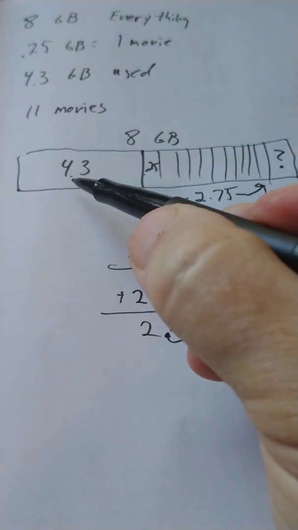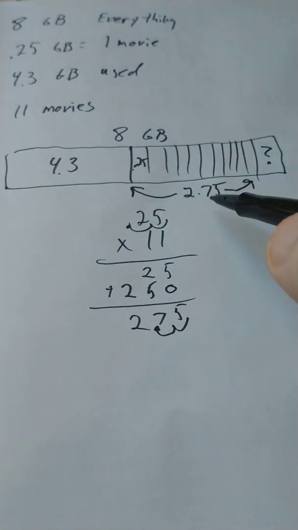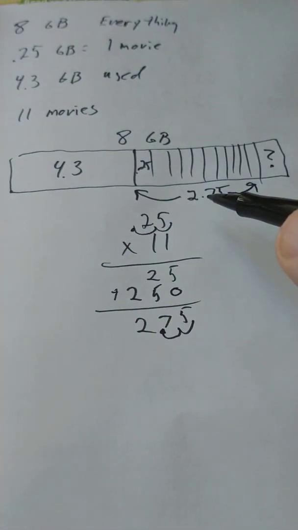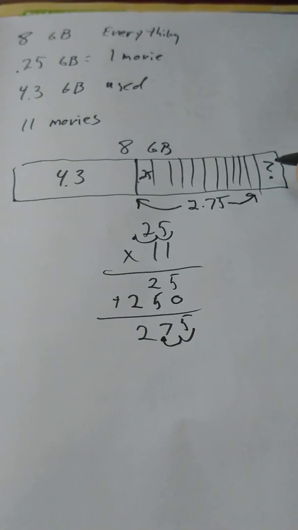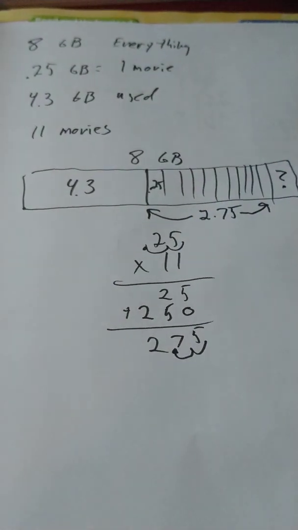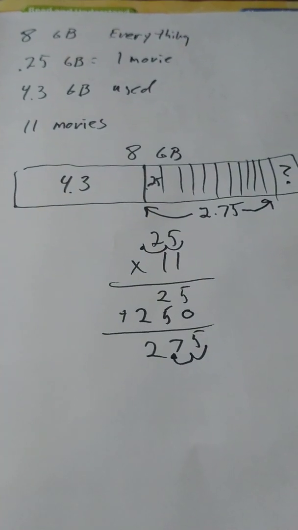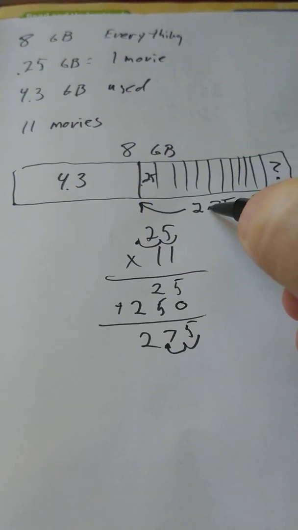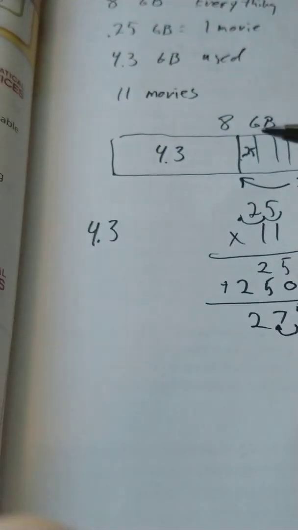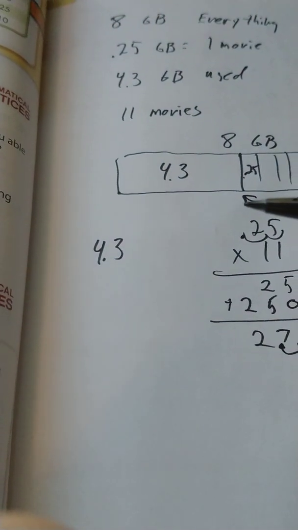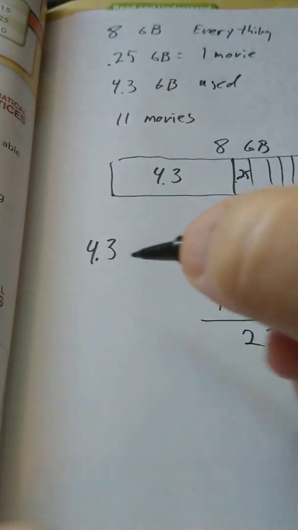So there's 4.3 already on there. She's going to add another 2.75. How much space is going to be left? Well, let's figure out how much will be on the card once she adds those movies. So it's going to be the 2.75 plus the 4.3. When I add decimals, I need to remember to line them up.